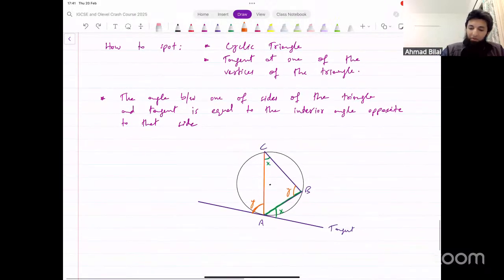This is how you spot this. You would have a cyclic triangle, and you would have a tangent at one of the vertices of the triangle. The angle that a side makes with the tangent is going to be the same as the angle on the opposite side of the triangle, the opposite interior angle. These two angles are going to be equal. This is called the alternate segment theorem. These are all the circle properties that you need to be aware of.